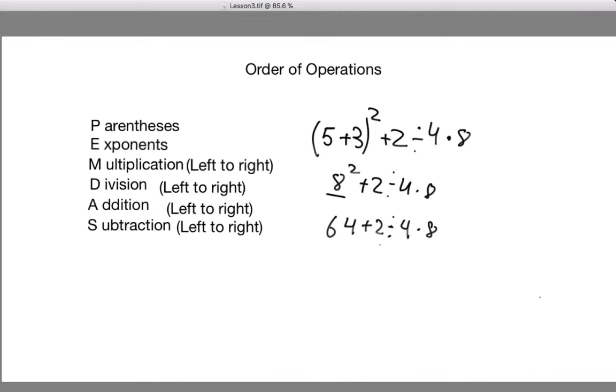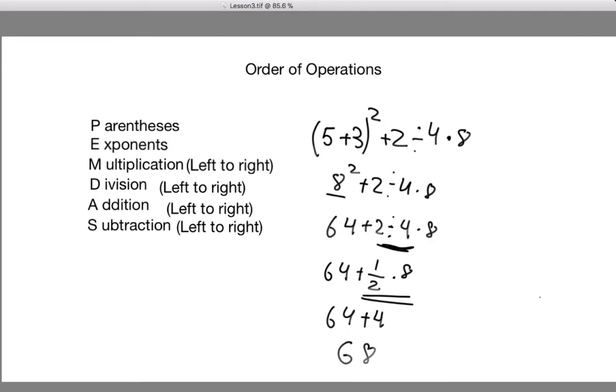Next, going from left to right, we have 2 divided by 4. So we have 64 plus 2 divided by 4 is 1/2 times 8. And now in this equation, we have multiplication, which makes this 64 plus 8 times 1/2 is 4, which gives us a final answer of 68.